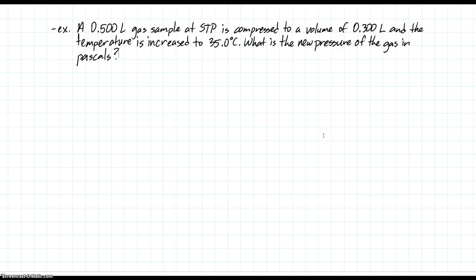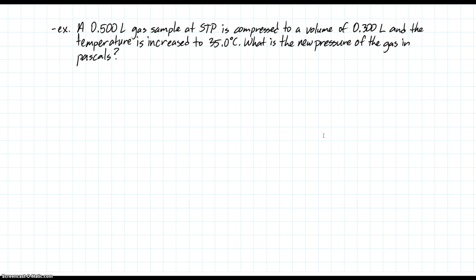Hello everyone. In this video we're going to take a look at another problem involving the combined gas law. We're told that a 0.500 liter gas sample at STP is compressed to a volume of 0.300 liters and the temperature is increased to 35.0 degrees Celsius, and we want to find the new pressure of the gas in pascals.